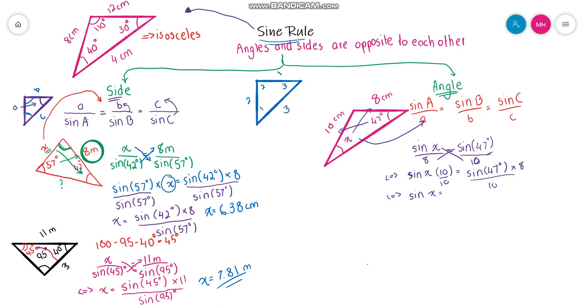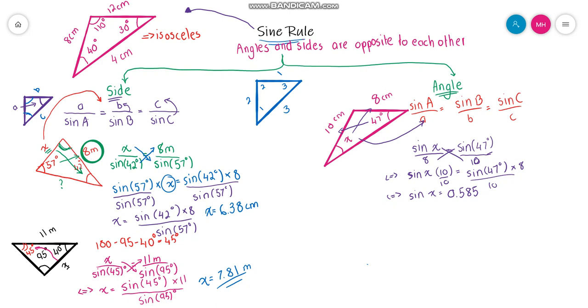Now the twist comes over here, which is that you're going to get an answer, and in this case it is 0.585. And you guys might be wondering, an angle isn't that much. Well, that's because it's the sine of x.